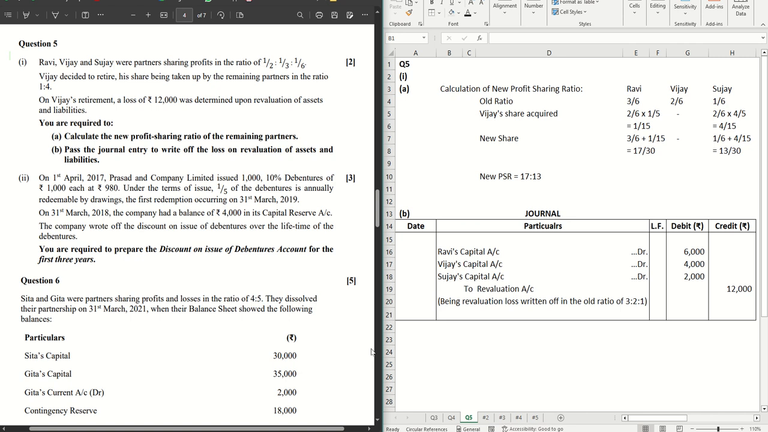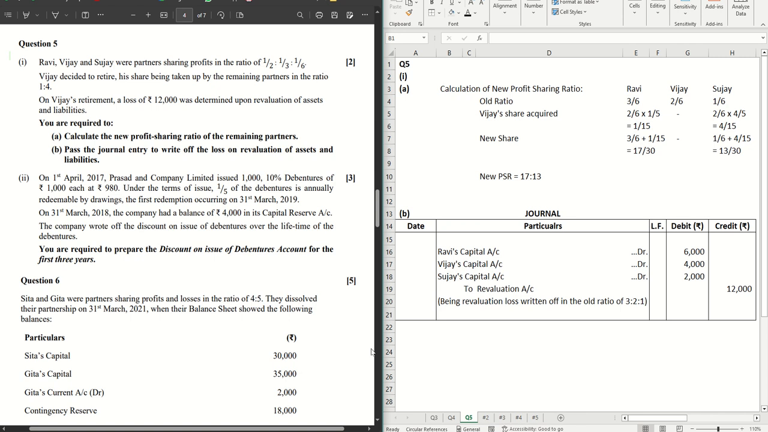This is question number 5, which carries 5 marks broken down into two sets of questions. The first set is calculation of the new PSR and passing of journal entry on revaluation of assets and liabilities to write off the loss on revaluation. This is on retirement. So these are important to know, even though you may not see the same pattern, the same type of questions you can find in the latest examinations. So it's important for you to know these concepts so that you can do them without wasting much time in the exam. So these are quick revisions for you.